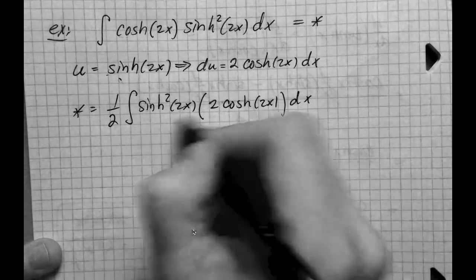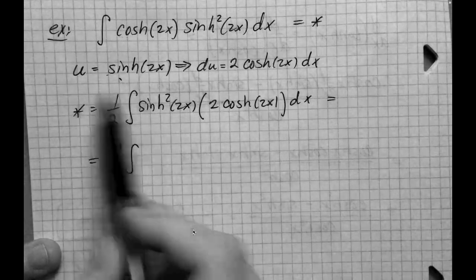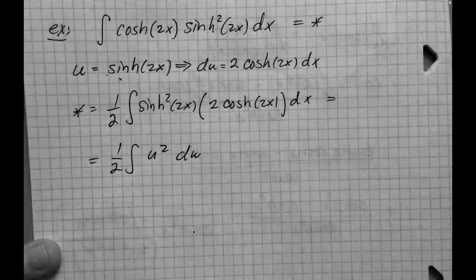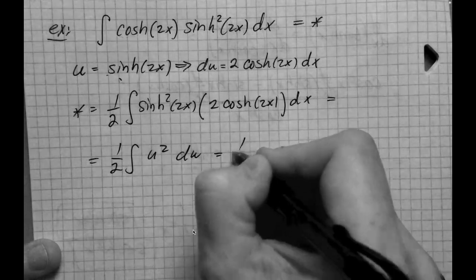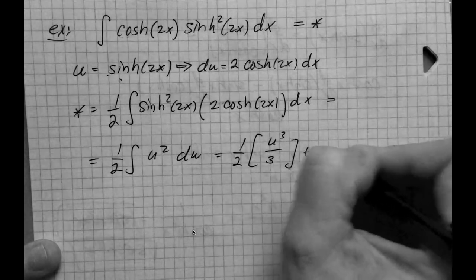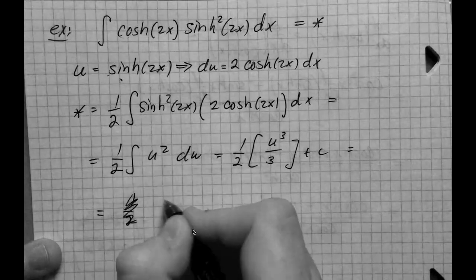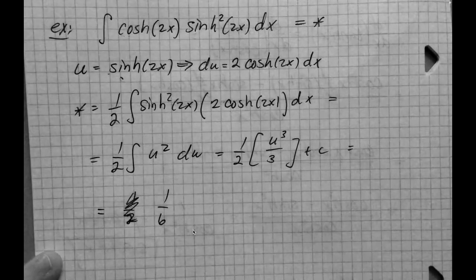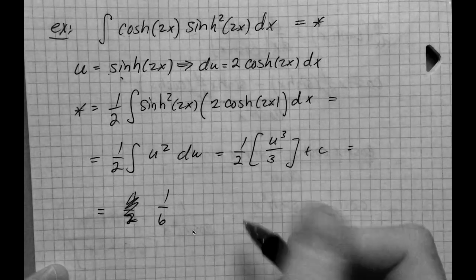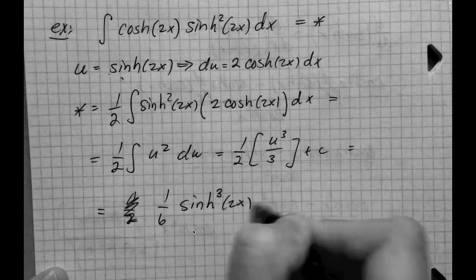And so here is basically a half times the integral of u squared, and then this whole thing is du, isn't it? Okay, and so that means it's 1/2, and then this would be u cubed over 3. Let's just write it as 1/6, right? 2 times 3. And then the u cubed would be the hyperbolic sine of 2x cubed. So sinh cubed 2x plus c.